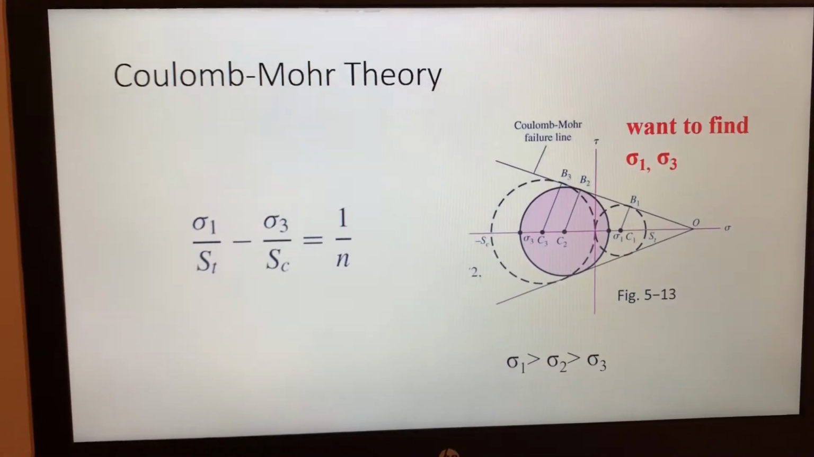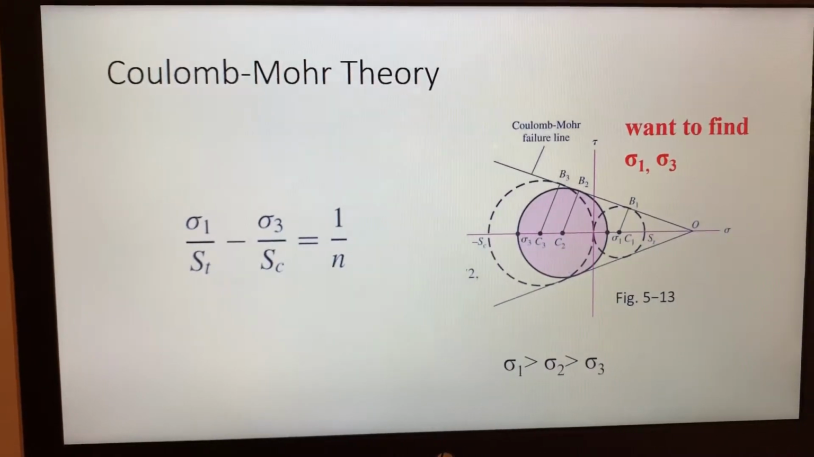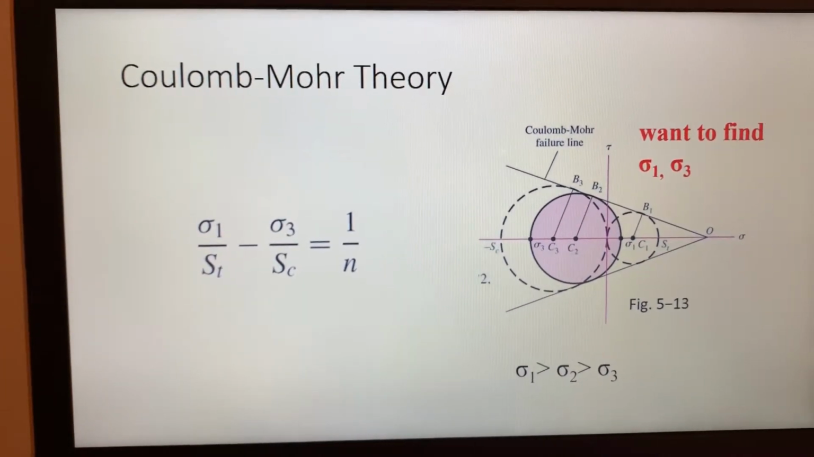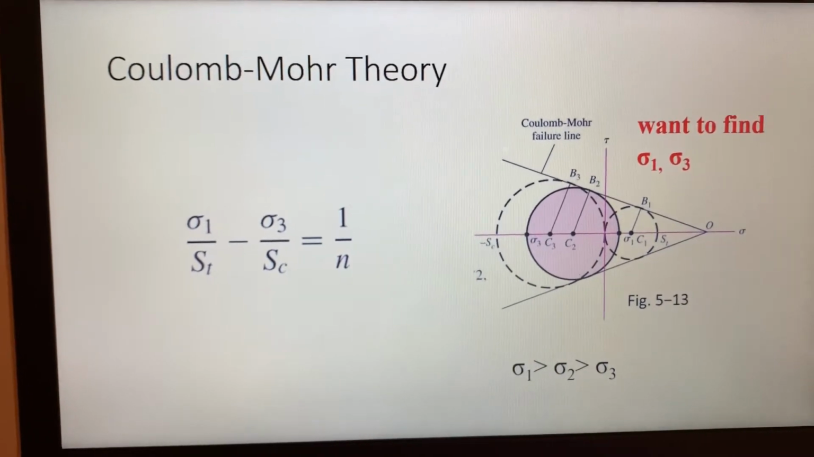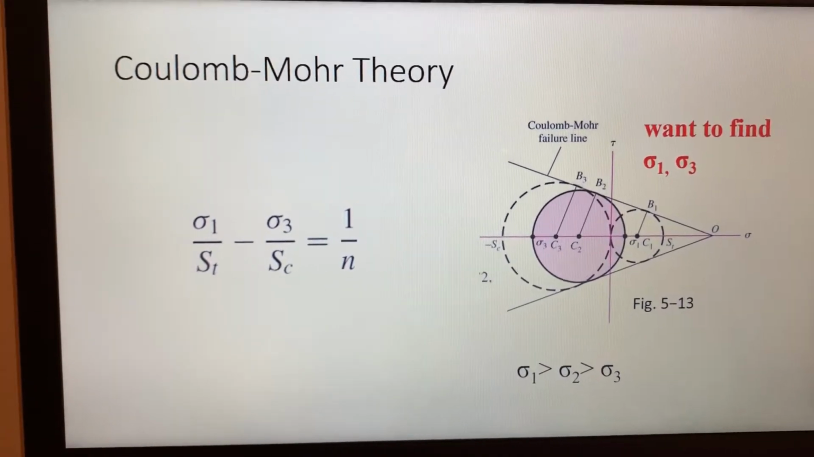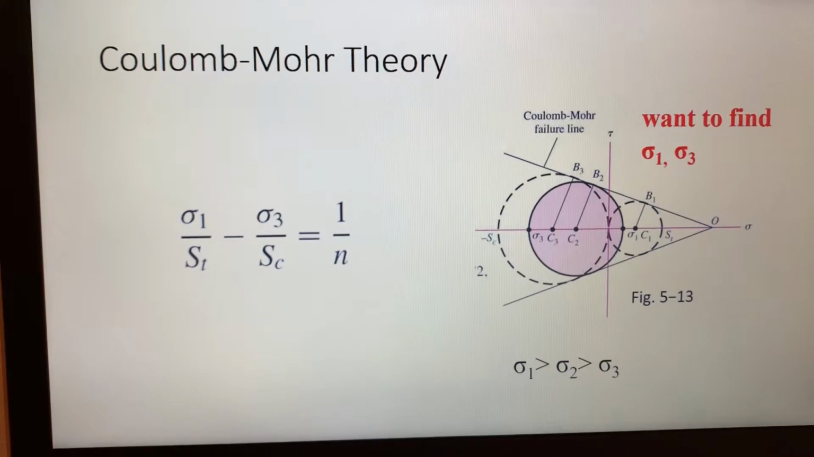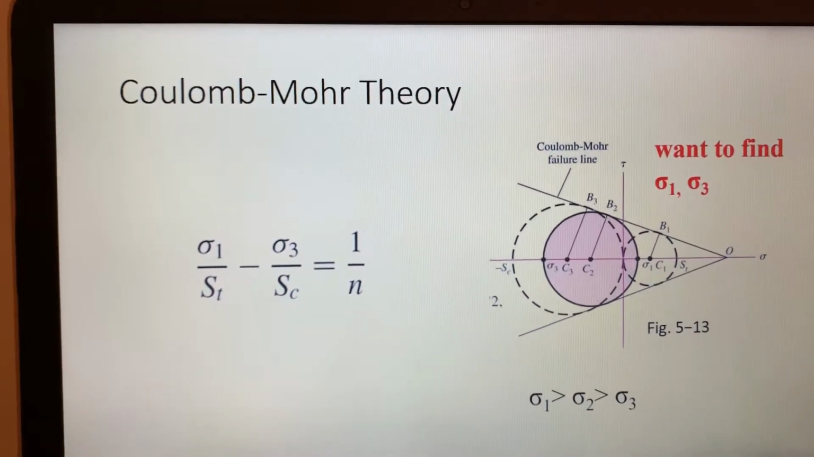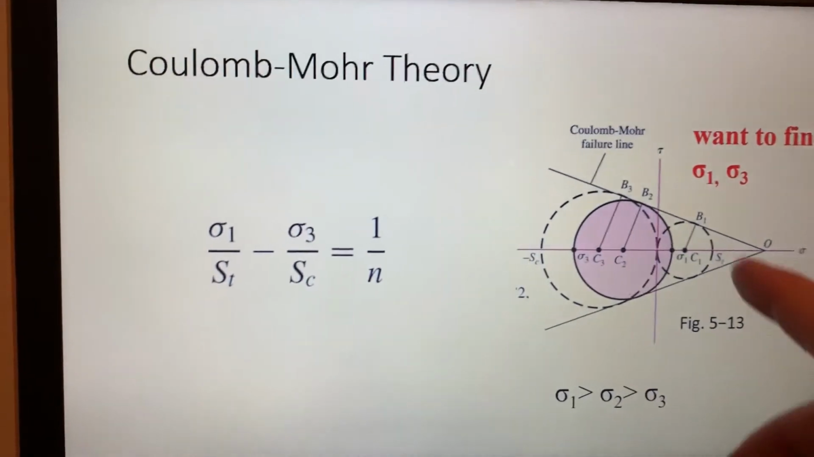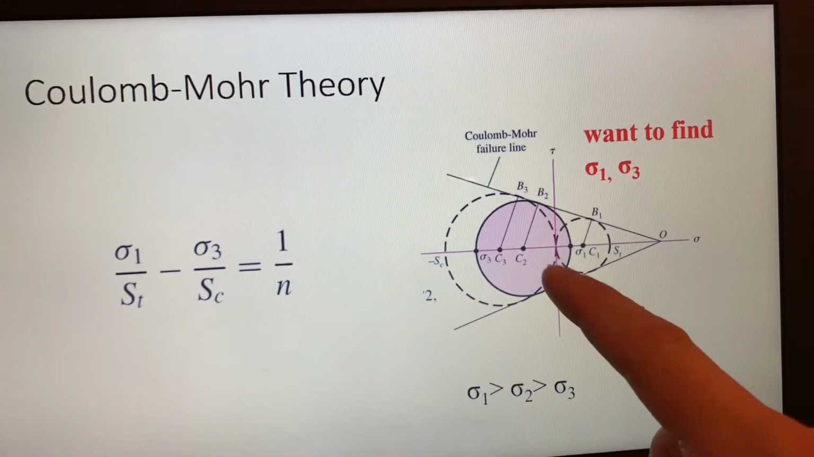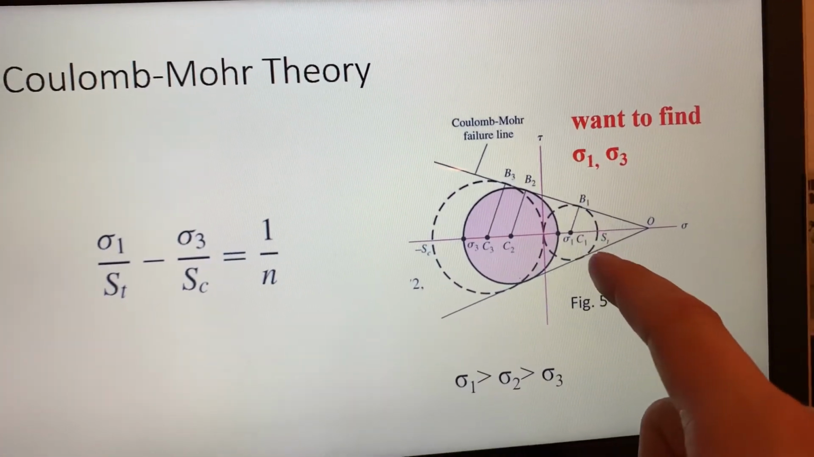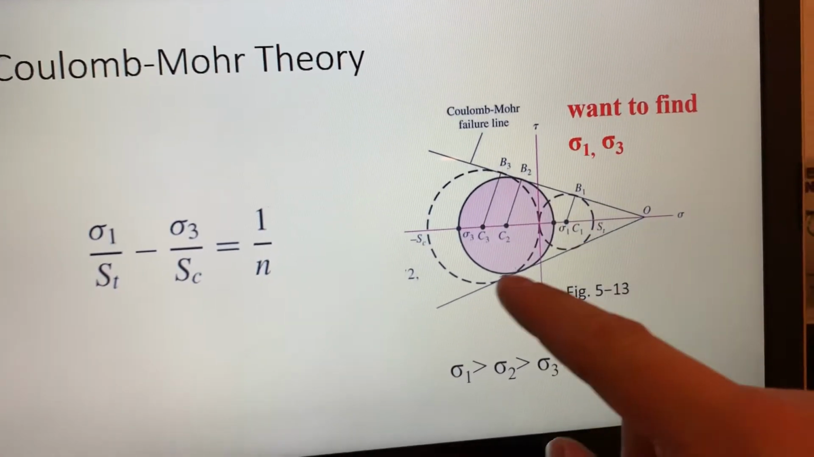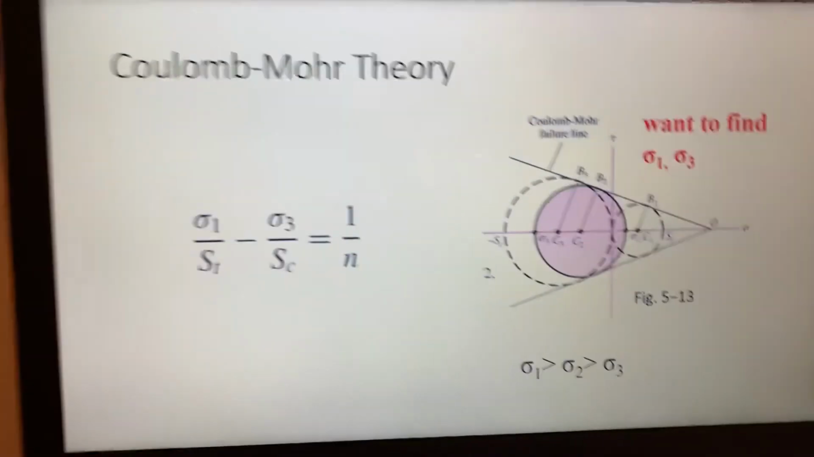And the last one is the Coulomb-Moore theory. This equation is sigma 1 over S of T minus sigma 3 over S of C equals 1 over N. And then you'll find your safety factor with that. And what we have here is the Coulomb-Moore failure curve, and it's a graph of the different stresses and the curve that they end up with.